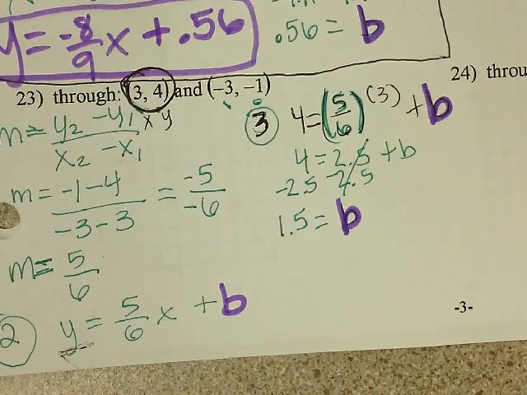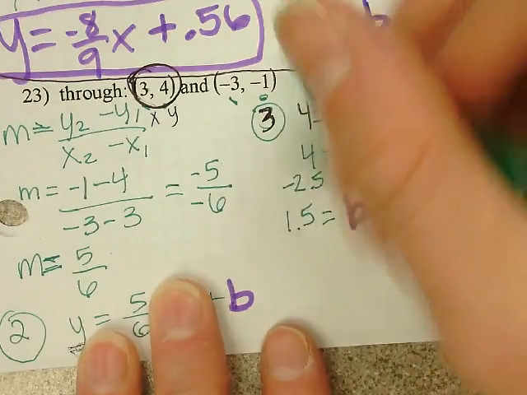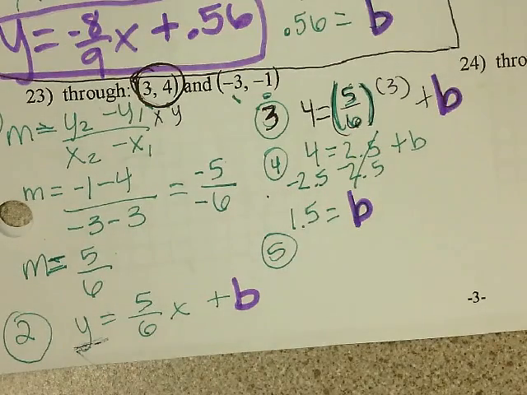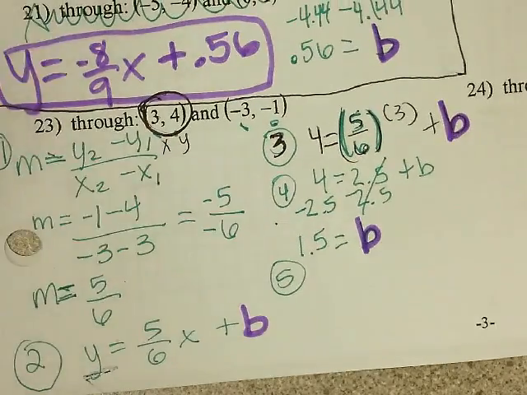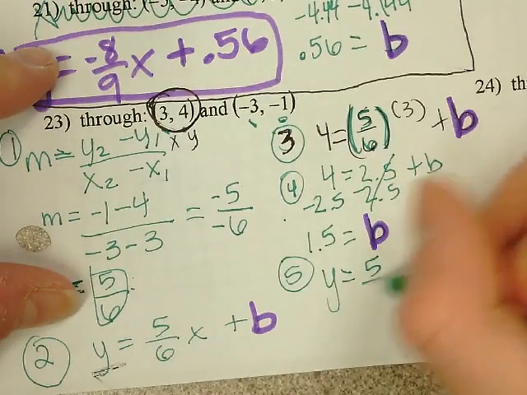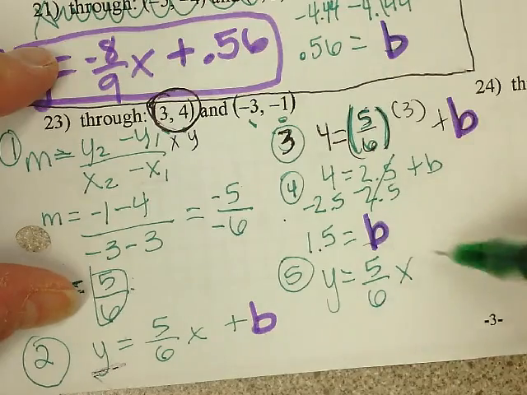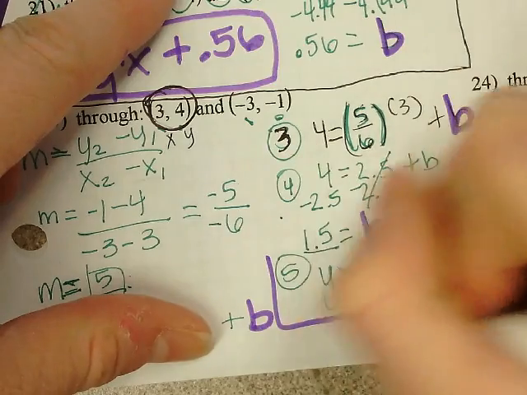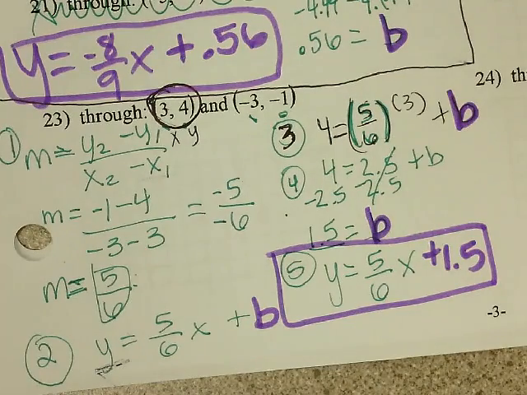Okay, now what's step 4? Oh, we already did that. So this is step 4. We solve for b. And then step 5, what's our last thing? Yeah, rewrite it. So use 1 and 4. So 1, we got the slope. So y equals mx. What's m? 5/6 x. And then plus b. What's b? 1.5. You can write it as a fraction if you want.